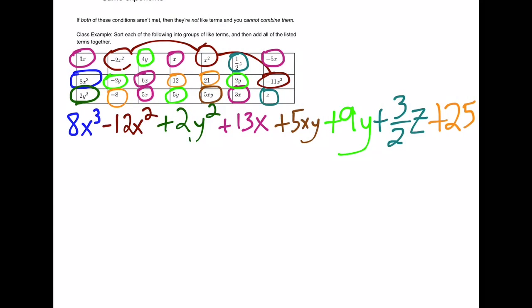So all together, this polynomial reads 8x cubed minus 12x squared plus 2y squared plus 13x plus 5y plus 9y plus 3 halves z plus 25. And that is the most simplified version we can come up with.